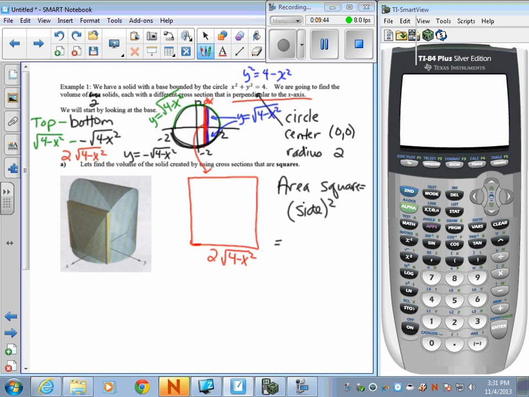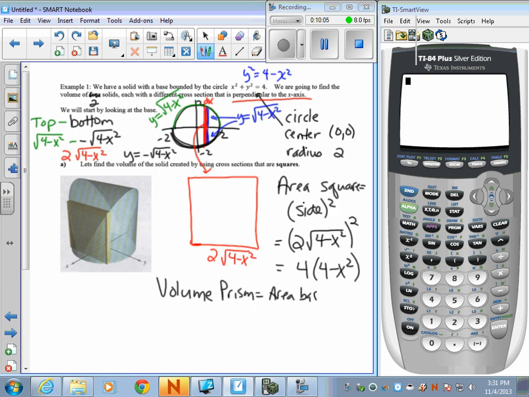And in this case, that's going to be 2 square root of 4 minus x squared, squared, which is 4 times 4 minus x squared. If you were to square that out, you don't necessarily have to, which means the volume of the prism is going to be the area of the base times the height. And in this case, the thickness of the rectangle is really the height. So my height is dx, and the area of the base I've already found is the area of the square. So that's going to be the volume of a single prism.